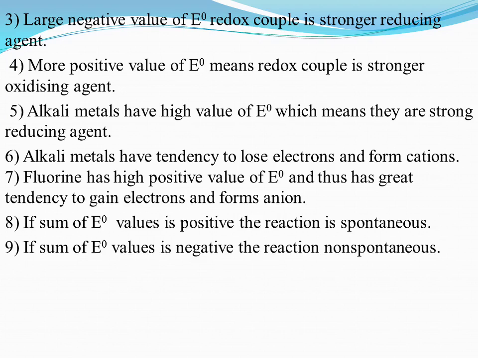Alkali metals have high negative value of E0 which means they are strong reducing agents. Next, alkali metals have a tendency to lose electrons and form cations. Fluorine has high positive value of E0 and thus has great tendency to gain electrons and form anions. 8th point, if sum of E0 values is positive, the reaction is spontaneous. If sum of E0 values is negative, the reaction is non-spontaneous.